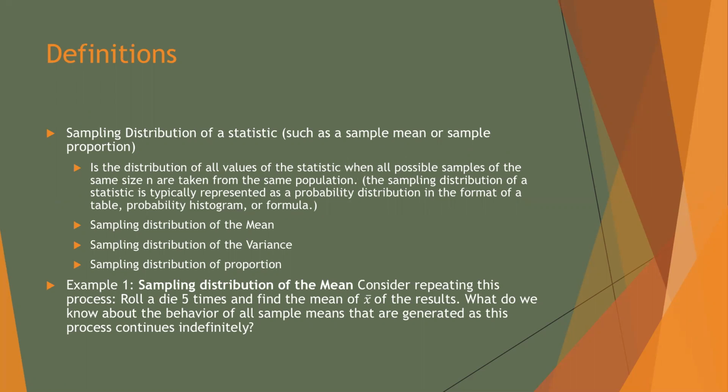So normally in class, I'd have us do this one. Sampling distribution of the means: consider repeating this process. Roll a die 5 times and find the mean, X bar, of the results. What do you know about the behavior of all the sample means that are generated as this process continues indefinitely? So bottom line, if you did this roll 5 times, but then did it like 100 times, you'd have a sample mean from each of those times, and that's going to make your sampling distribution.